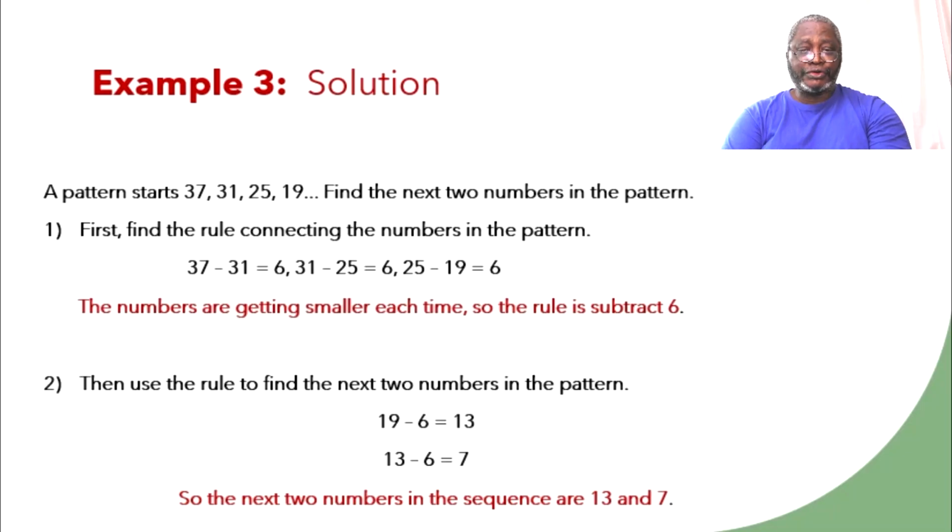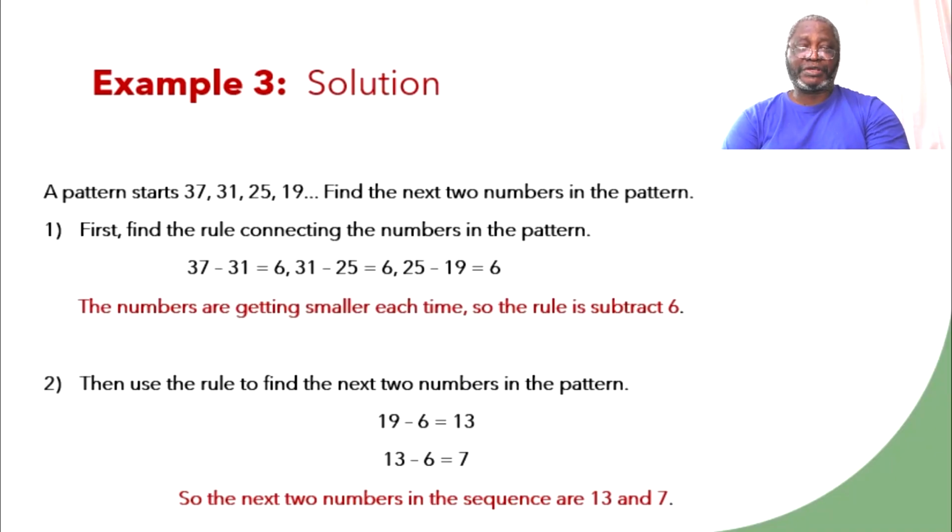Then use the rule to find the next two numbers in the pattern. That is for question 2. So from 19, what's the next number? You subtract 6, which is 13. And then from 13, what's the next number? You subtract 6, which is 7. So the next two numbers in the sequence are, yes, 13 and 7.